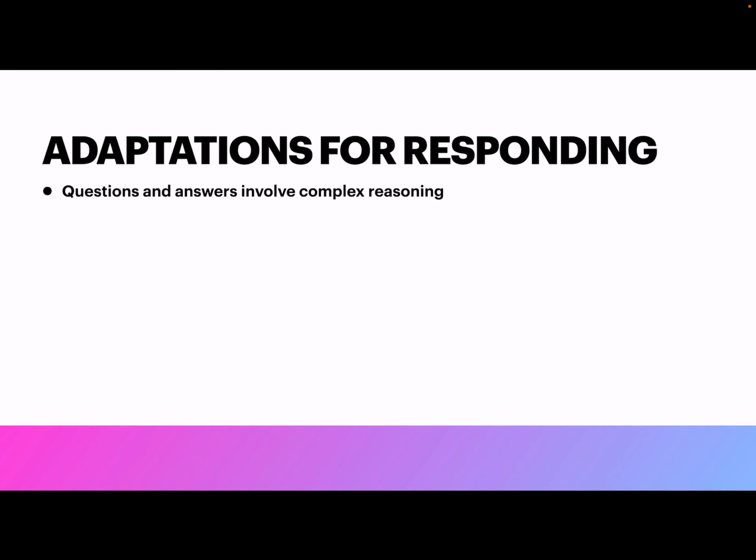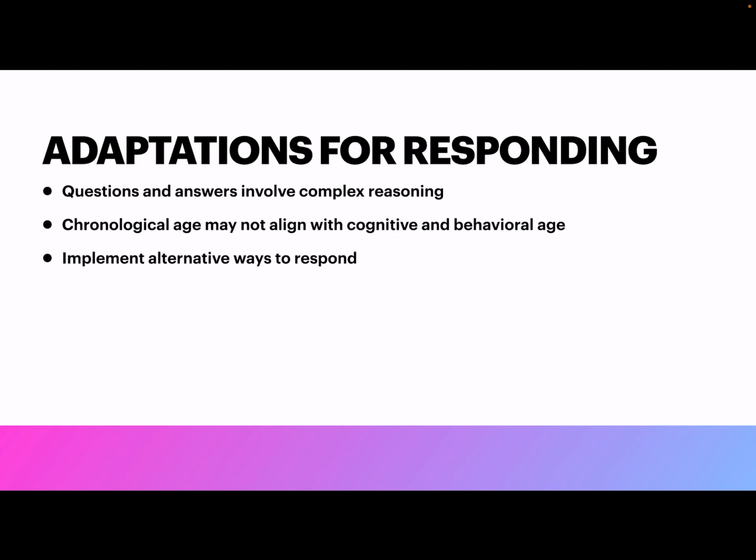Adaptations for responding. Questions and answers that involve complex reasoning can be very challenging for students with intellectual disabilities. They often have trouble communicating, and their chronological age may not align with their cognitive and behavioral age. So, including activities with varied learning goals and levels that appropriately challenge the students will help them move towards success without feeling overwhelmed.